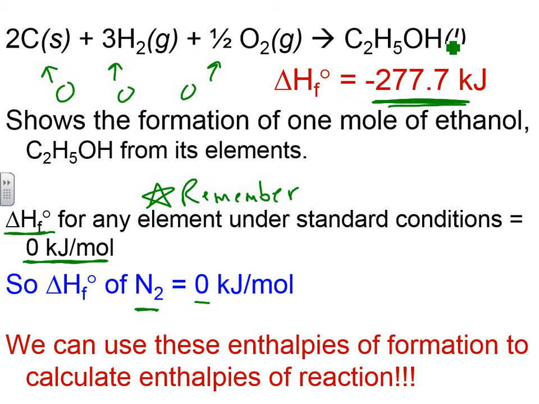Okay? Now, what's neat is we can use these heats of formation. By the way, these heats of formation, delta H of formations, have been tabulated and put in a table. Chemists have already determined essentially every compound that we know of, we try to get the heat of formation of that compound. And these enthalpies of formation can be used to calculate the enthalpies of reactions. And you'll see what we mean here in just a minute.